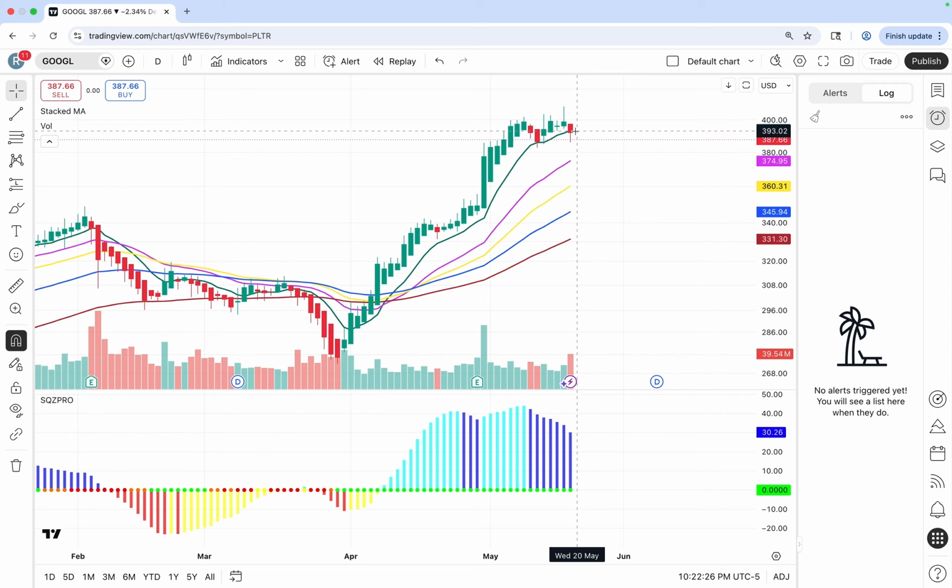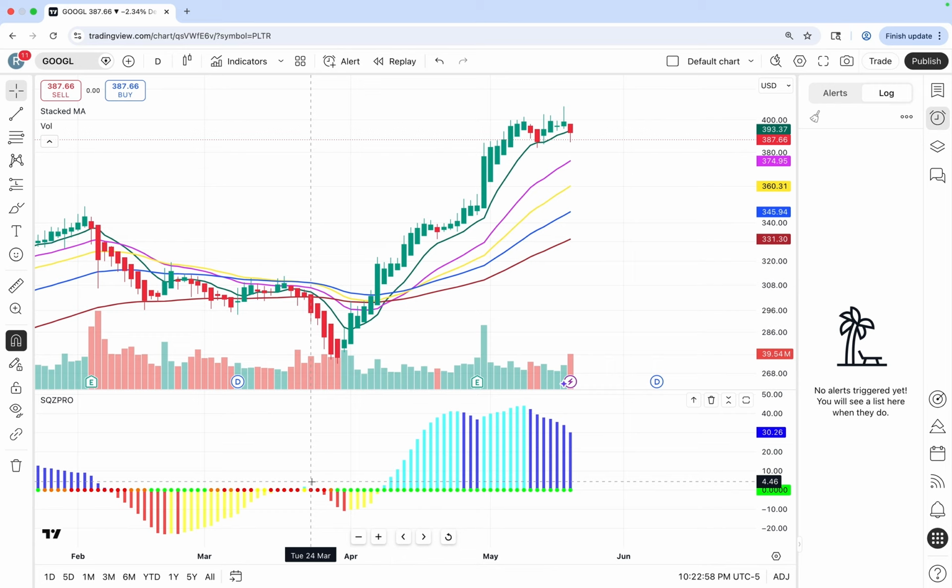So this is a chart of Google that we are currently looking at, and you can see that if we go back to April, I'm on the daily chart. Well, actually, let's call it late March. So March the 27th, you see a bunch of red dots, and then you eventually see an orange dot, and then this first green dot means that the squeeze has fired.